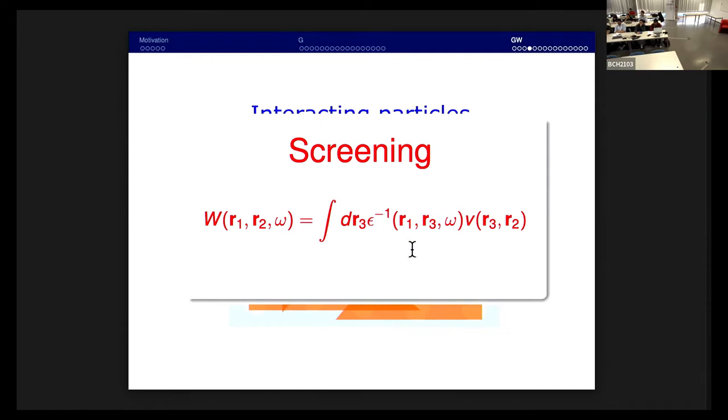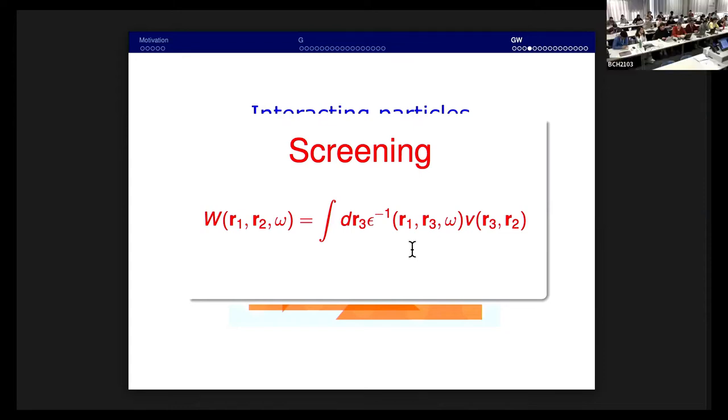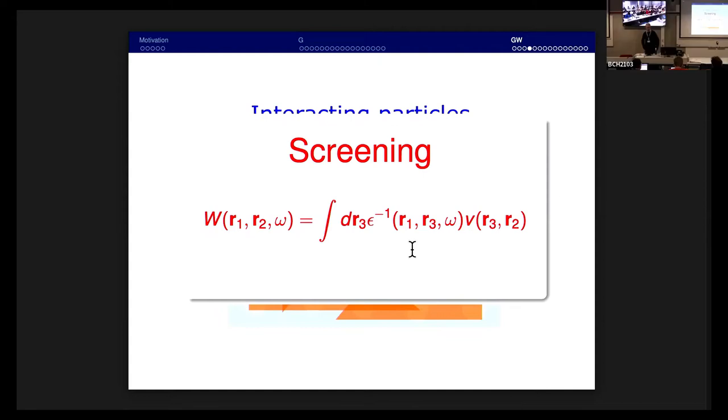Could you expand a bit on why the definition of the screening is such? Why the integral in space of this product? Okay, why you have an integral is just because you have functions that depend on two points. So you want to have an interaction that is also two points, it's an interaction. So this makes sense. Otherwise, it's just a matter of definition. This is how we define the screened Coulomb interaction.